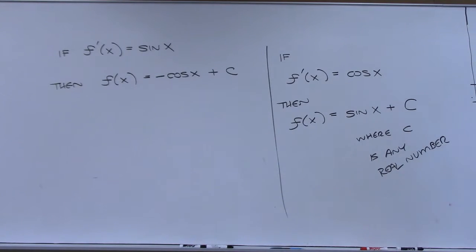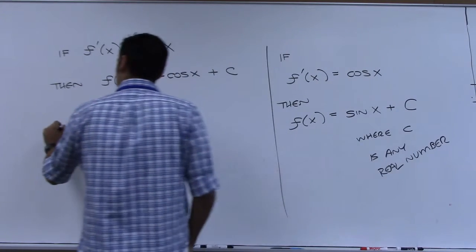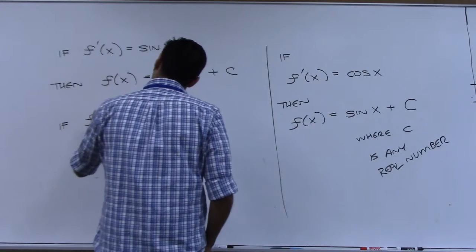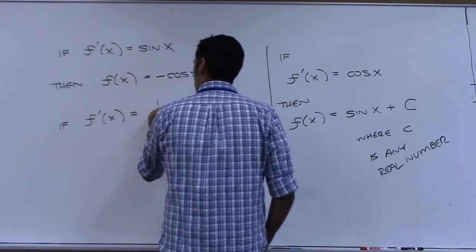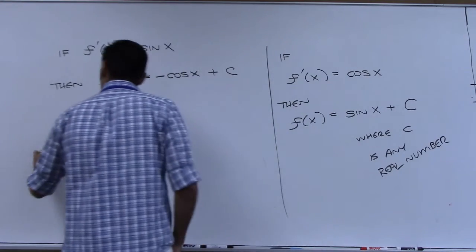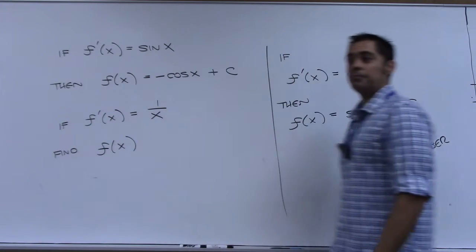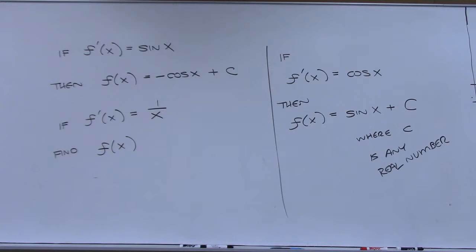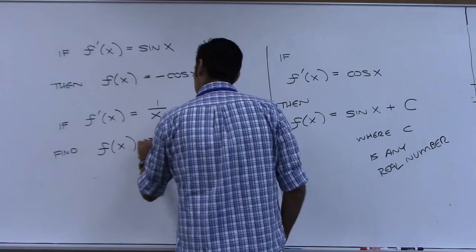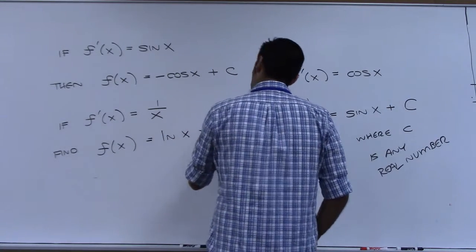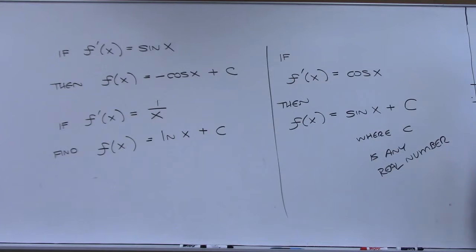So that brings us to, well, I'll give you one more. If the derivative of some function is equal to 1 over x, find the function. Natural log, right? That's just because of your experience with it, right? The derivative of the natural log of x is 1 over x. We've been through this, yes? Okay.